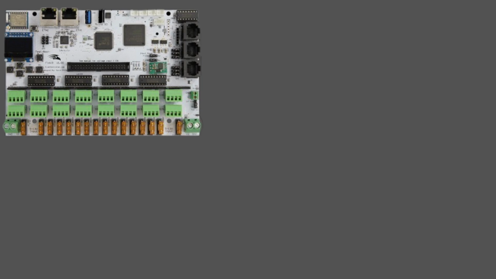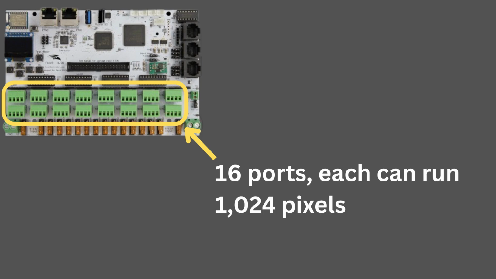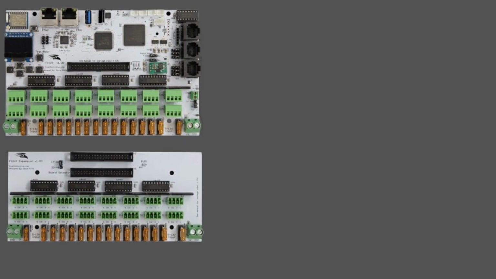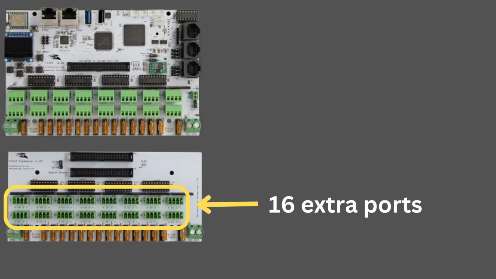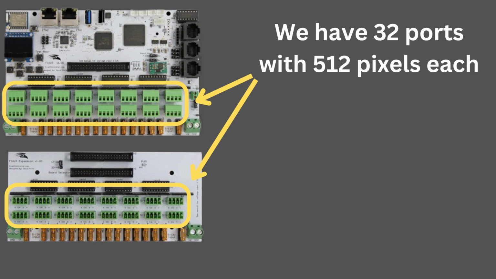So let's say you have this F16 V3 controller that has 16 ports on it, and by default, without any expansions or anything connected to it, it can run 1024 pixels per port. If you expand the board and add another 16 ports to the controller, now instead of having 16 ports of 1024, you have 32 ports of 512.